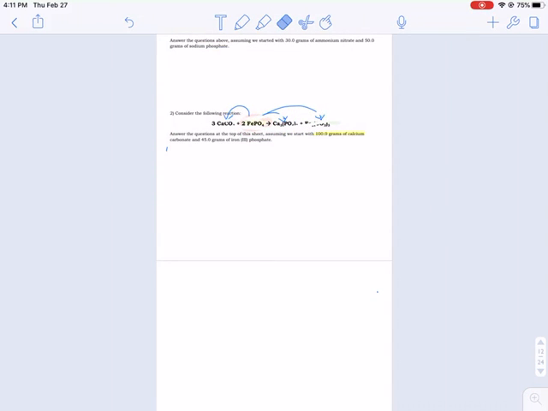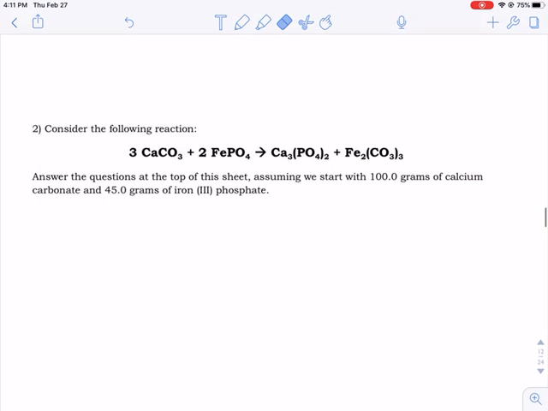Here we go. Calculating limiting reactants. We have calcium carbonate and iron 3-phosphate. And we're going to have to do both of these guys. We'll just start with calcium phosphate.